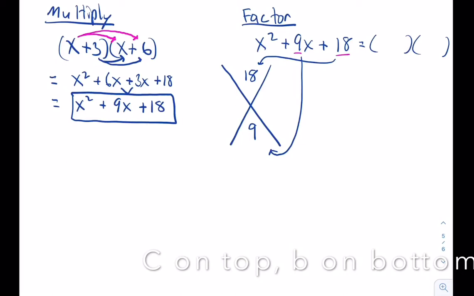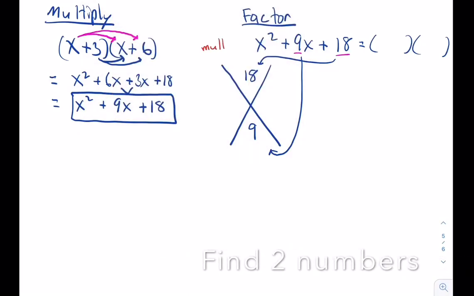This is a method to help you. You don't have to do it this way. If you just figure out two numbers that multiply to 18 and add to 9, you can just do it that way too. So this one, 18. Your two numbers are going to multiply.